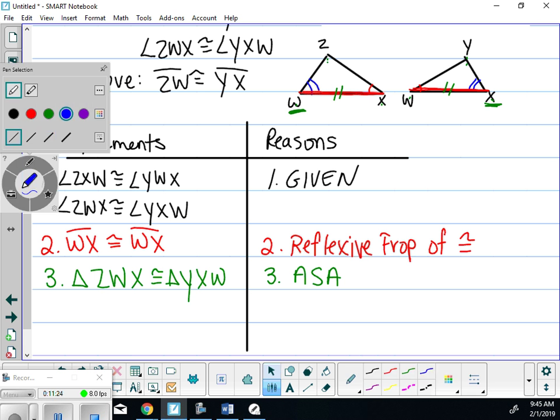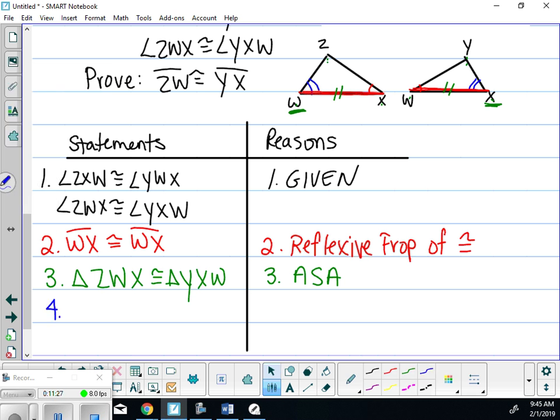And lastly, ZW has to be congruent to YX, and I'm pulling that right from right there, because corresponding parts of congruent triangles have to be congruent.